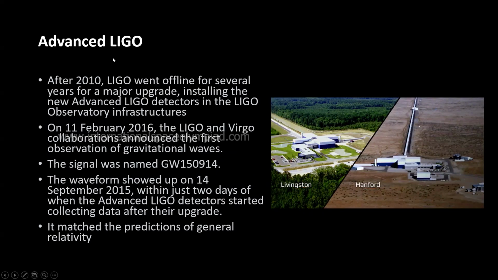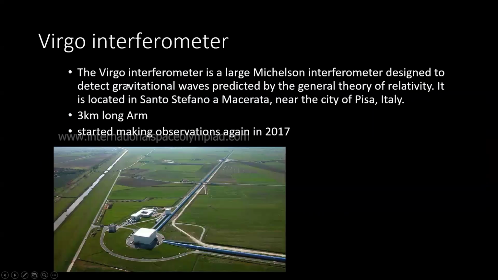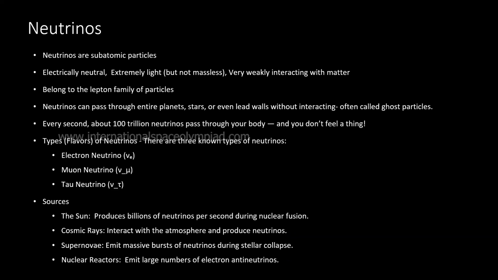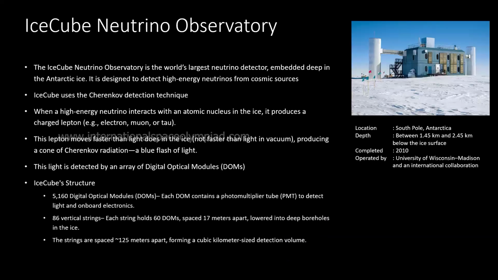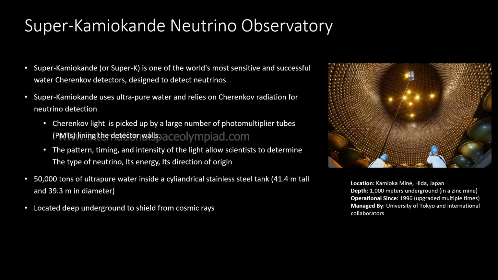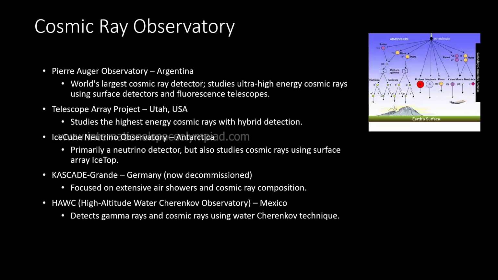After this one, there is another one coming, called Advanced LIGO. And this is another one, the Virgo interferometer, which is also a gravitational wave observatory. Now we have to discuss the neutrino observatory and something like the cosmic ray observatory.